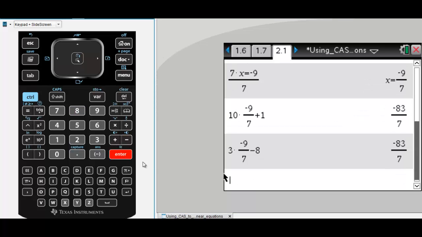And when we do that, we get -83/7 on the left, -83/7 on the right. So we're very sure that this is the solution. And my students would write x equals -9/7 because I get -83/7 equals -83/7. And that way I know they did check.